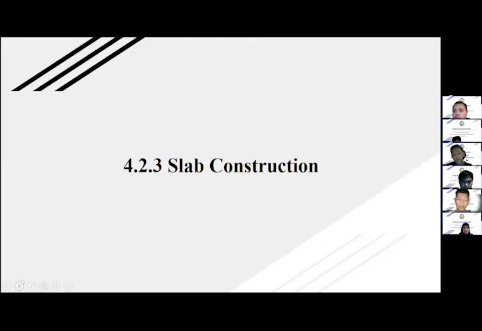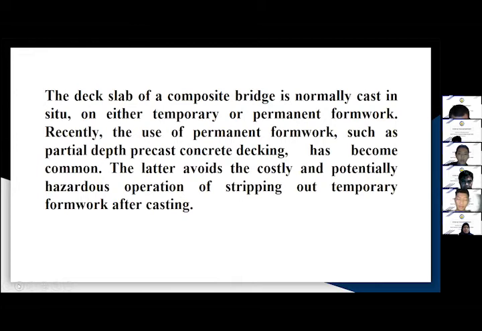Next, slab construction. The deck slab of a composite bridge is normally cast in situ on either temporary or permanent formwork. Recently, the use of permanent formwork using partial depth precast concrete decking has become common. The latter avoids the costly and potentially hazardous operation of stripping out temporary formwork after casting.